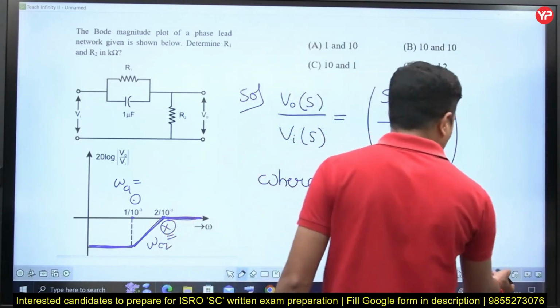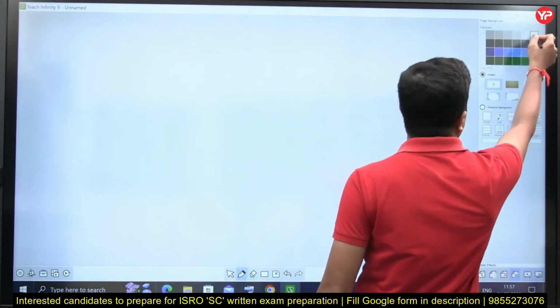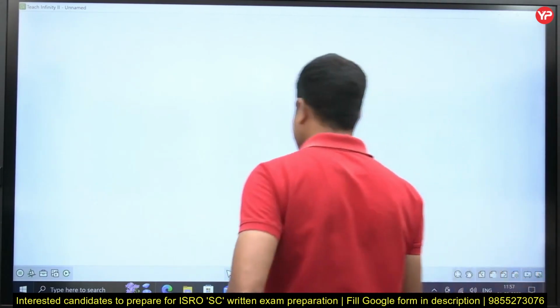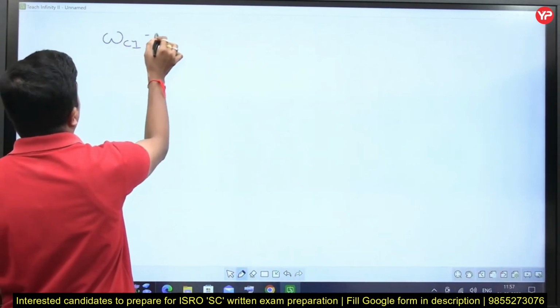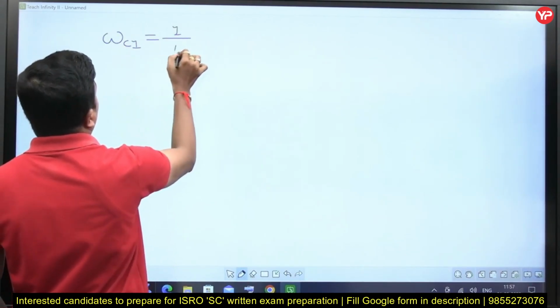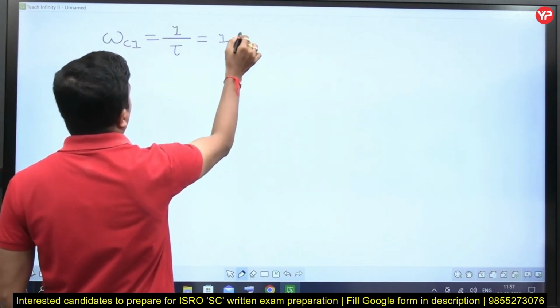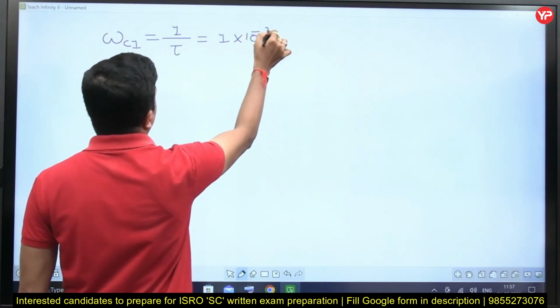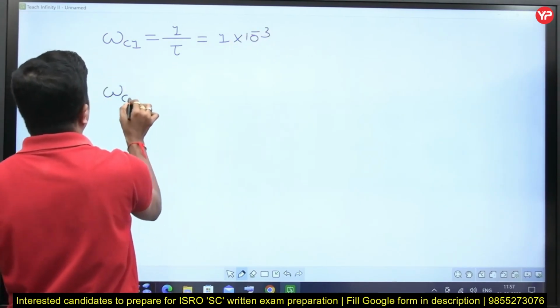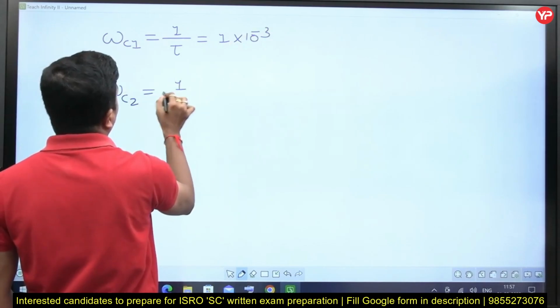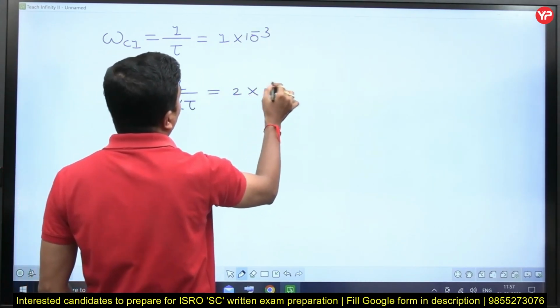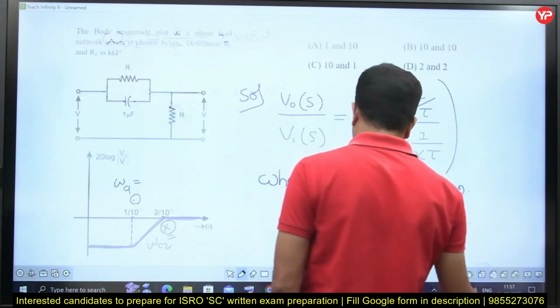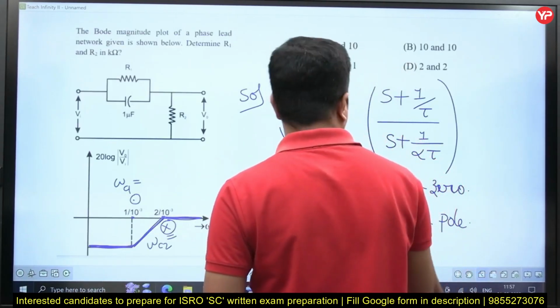Yeah, what is that? Let's solve it. Very good question. There is a possibility for this set of questions to be asked in the examination. Omega C1 is equal to 1 by tau, which is 1 into 10 to the power of minus 3. Omega C2 is equal to 1 by alpha tau, which is 2 into 10 to the power of minus 3, right? Let's check.